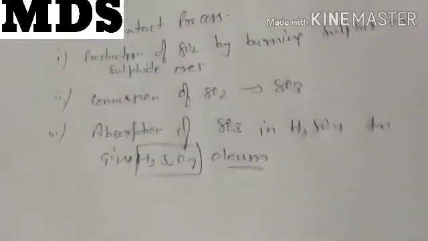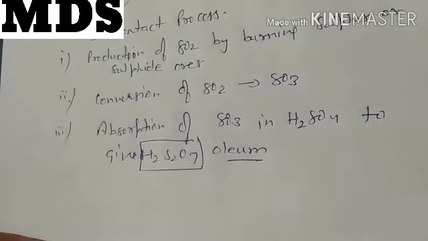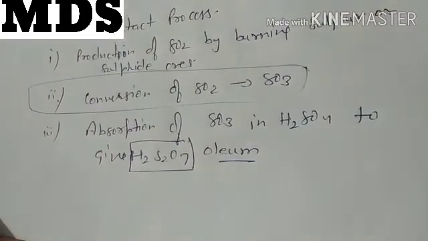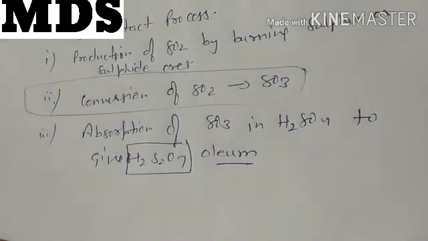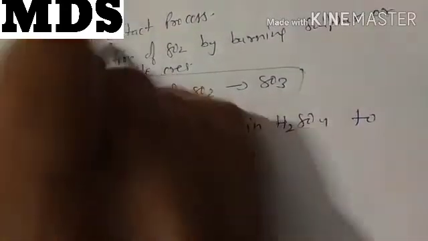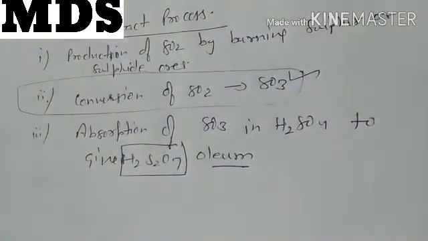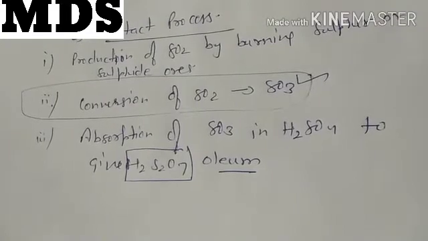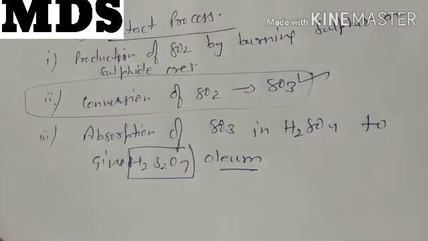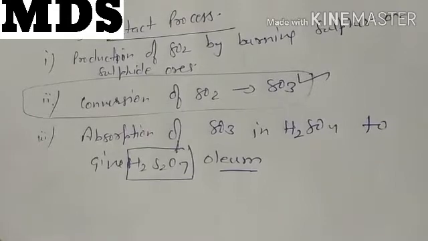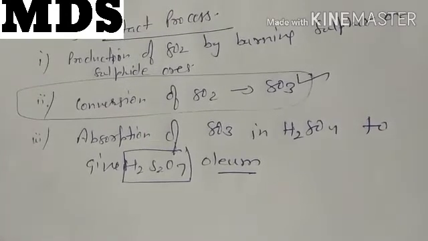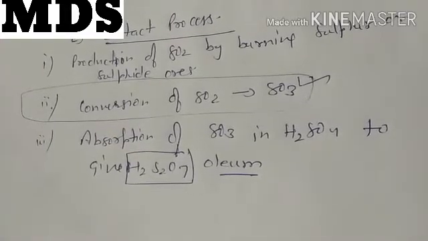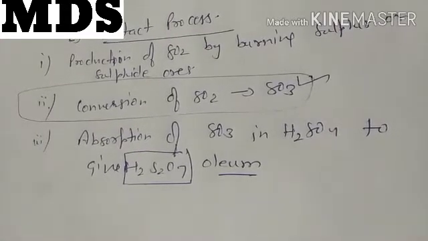Now let's discuss the second step a little bit in detail first. Before discussing the whole contact process, let's discuss this second step first, because this is the main step in which we are converting sulfur dioxide into sulfur trioxide. We also saw this chemical property in the case of sulfur dioxide, that it behaves as a reducing agent.